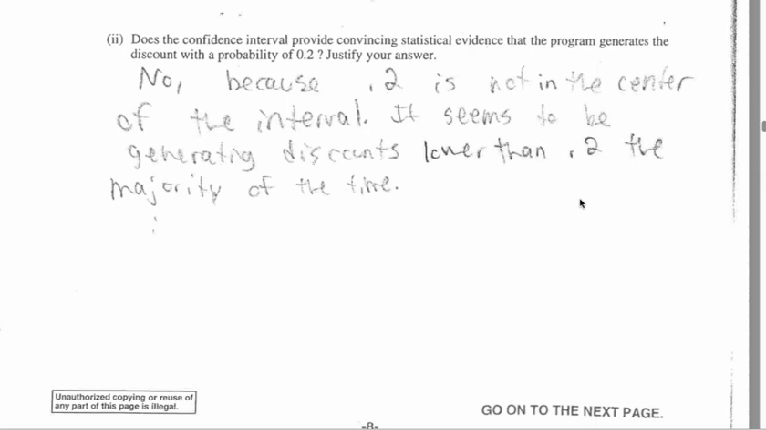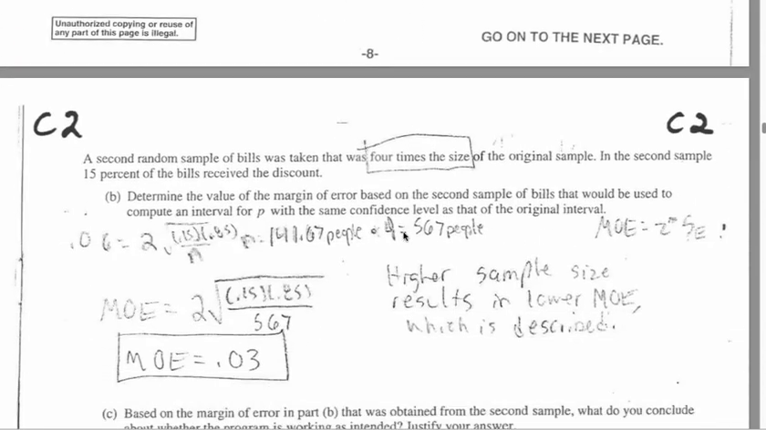In II, they said no, and they said because 0.2 is not in the center of the interval. This is a bad thing. When they make an argument about where 0.2 is to justify whether or not you should believe 0.2, reject 0.2 or not, that is what's called a position argument, and that is not what a confidence interval tells you, or does not allow you to say that. So that again was given an incomplete score. So far we have a P and an I for this student.